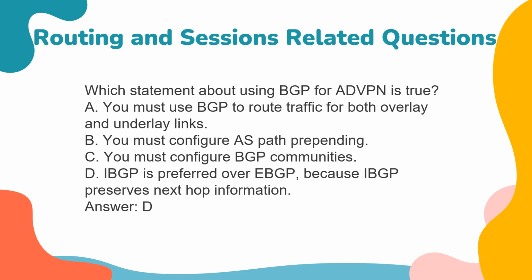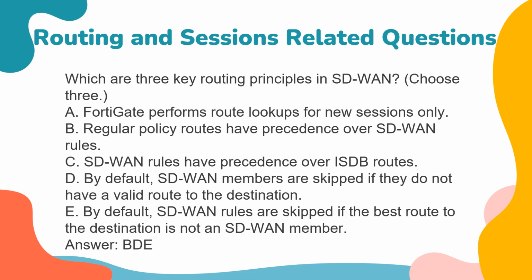Which statement about using BGP for ADVPN is true? A. You must use BGP to route traffic for both overlay and underlay links. B. You must configure AS path prepending. C. You must configure BGP communities. D. IBGP is preferred over eBGP, because IBGP preserves next hop information. Answer: D.